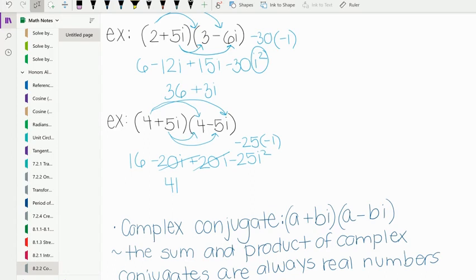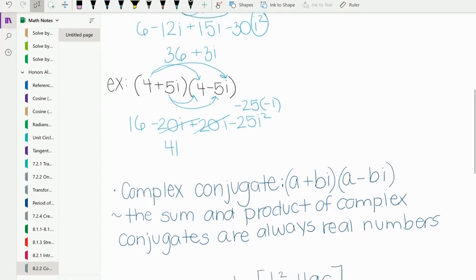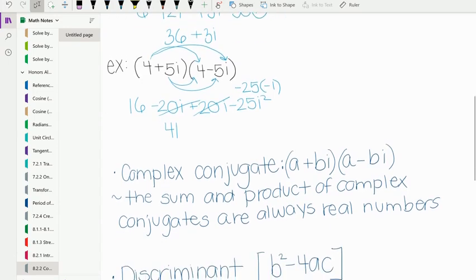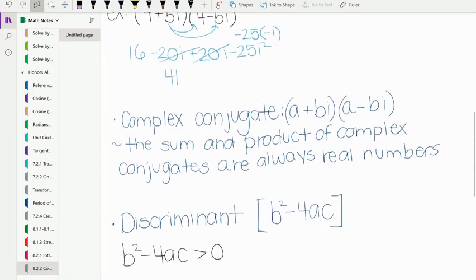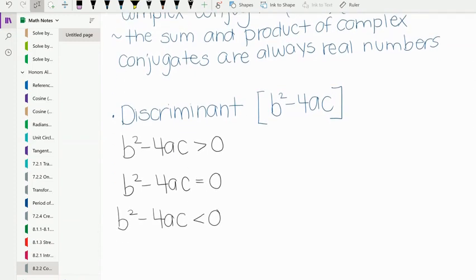And the other thing that we'll talk about later on is that complex numbers will always come in pairs. So when you get a solution, you will always have something like 2 plus 3i, 2 minus 3i, because of that plus or minus part. So the last thing that we are going to talk about is the discriminant. So the discriminant is the part that is underneath the radical in the quadratic formula. It's the b squared minus 4ac.